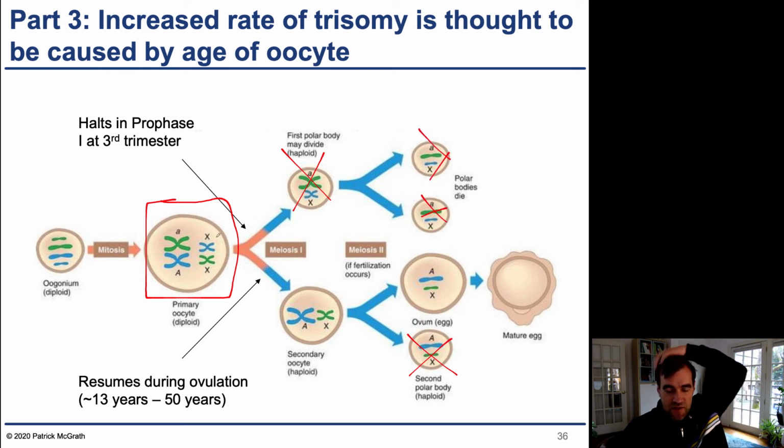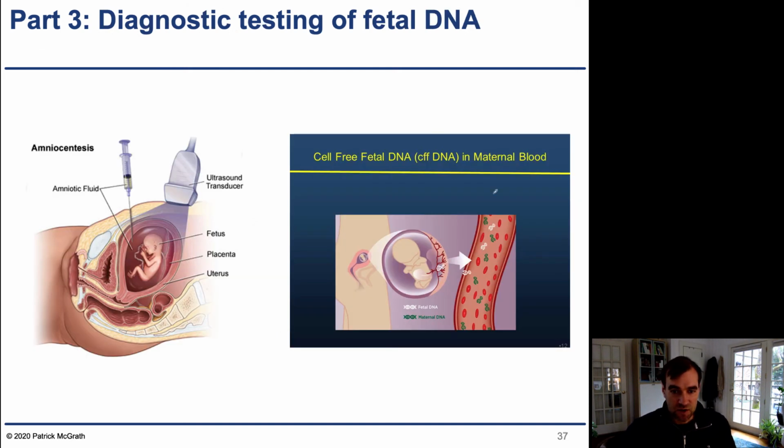So it's thought that the age of the primary oocyte matters. If you're a 40-year-old mother, that primary oocyte was formed 40 years ago, versus if you're a 20-year-old mother, that oocyte was formed 20 years ago. So it's thought that somehow the age of the oocyte is influencing how well meiosis 1 and meiosis 2 are able to occur. But this is something that's not very well understood, and is an area of active research.